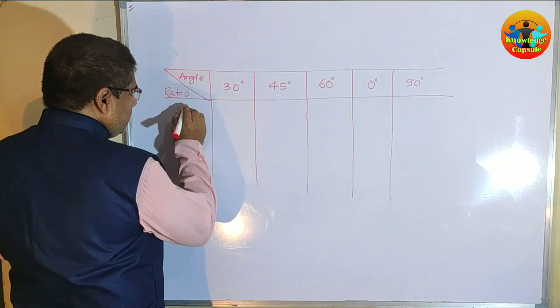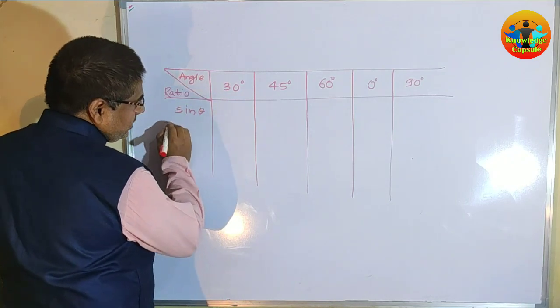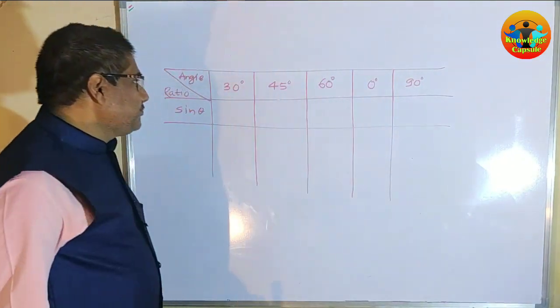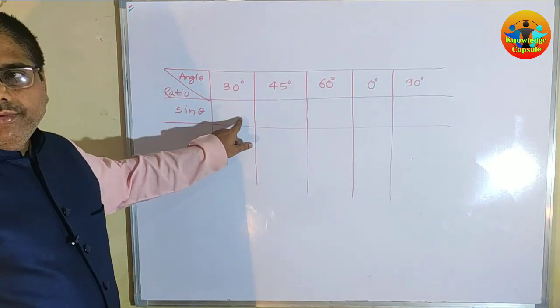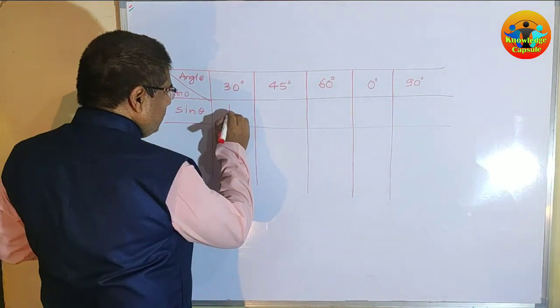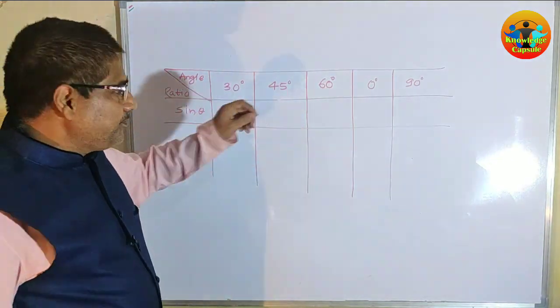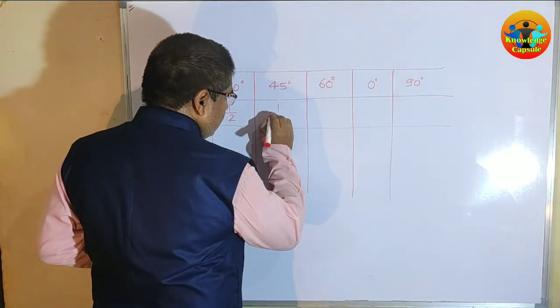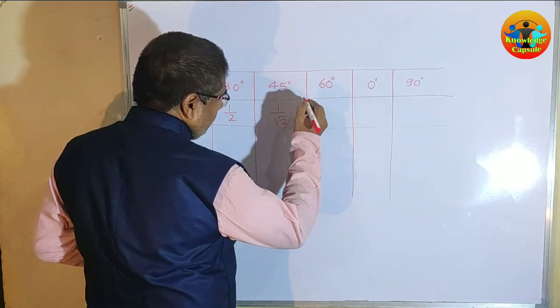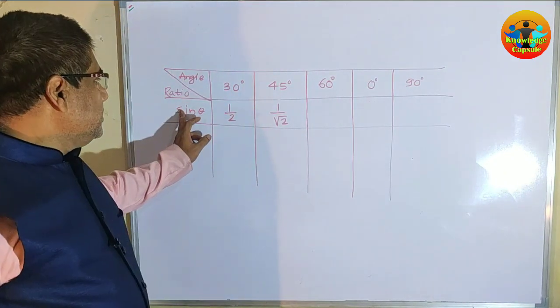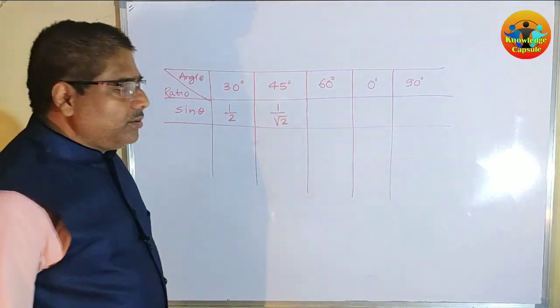Now first trigonometric ratio is sin theta. For that, sin 30 value is 1 by 2. Sin 45 value is 1 by root 2. And sin 60 value is root 3 by 2.